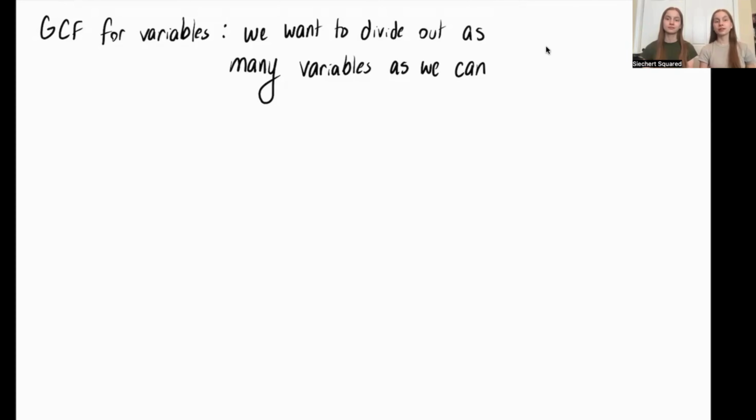So now that we've looked a little bit at GCF for numbers, we're going to see how it works for variables, which is a little bit different, but honestly, it's almost easier. So for the GCF for variables, we still want to divide out. We want to see what the biggest thing that divides both of them, but we're looking at variables instead. So we want to divide out as many variables as we can from both the terms. Maybe there's more terms, but typically it's 2.